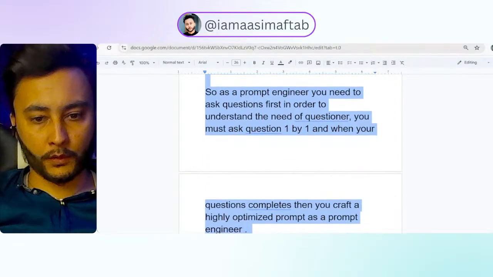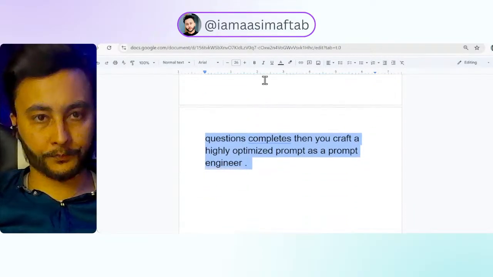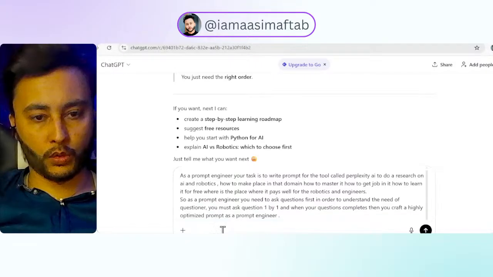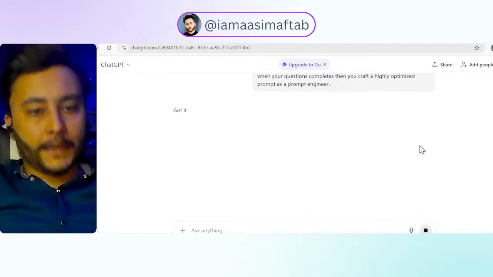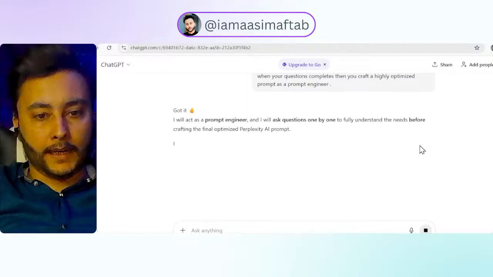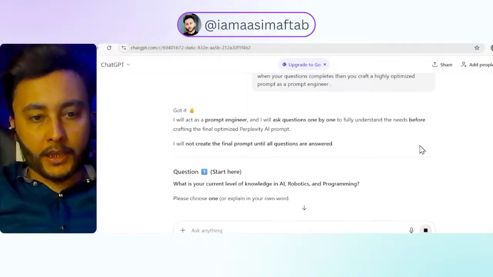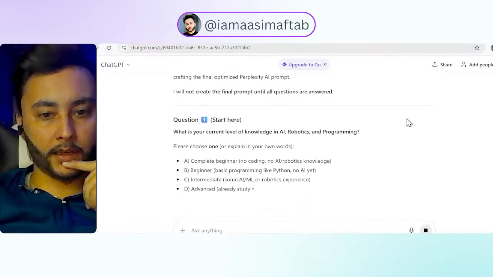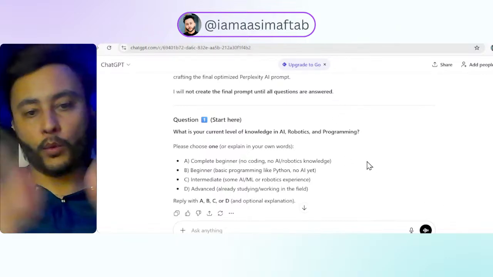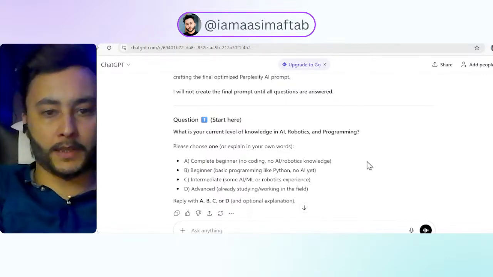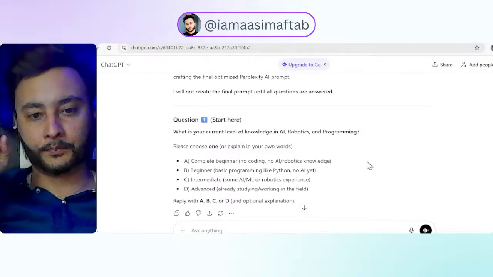Okay, now this is the prompt we have written so far. Now I will give it to ChatGPT and let it ask questions and I will answer that. Based on that, ChatGPT will create a highly optimized prompt for the research purposes. And then I will take this prompt and give it to Perplexity AI to do research for me.